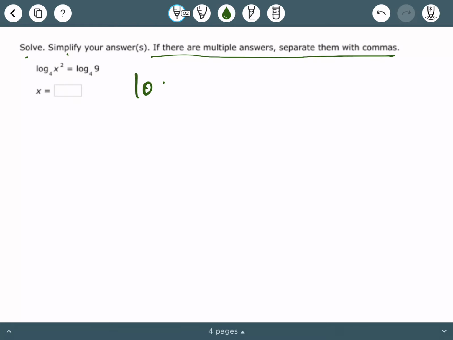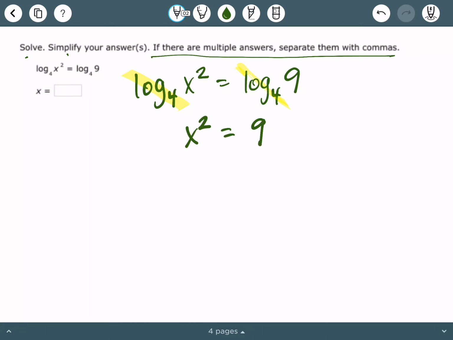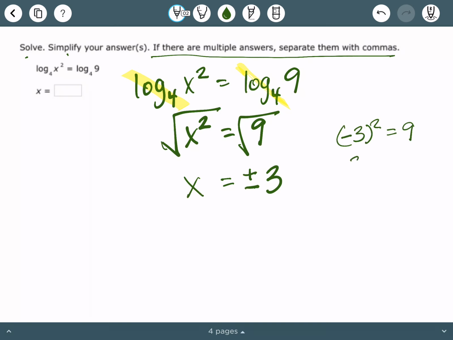So what we see here is log base 4 of x squared equals log base 4 of 9. We see those logs are the same. They have the same base, so we're going to go ahead and just let them drop out. What's going to drop down is our x squared equals 9. In order to get x by itself, I need to do the opposite, which is the square root of it. We know that x could be equal to either the positive or negative version of 3. Remember, because negative 3 squared would equal 9, as well as 3 squared would equal 9.